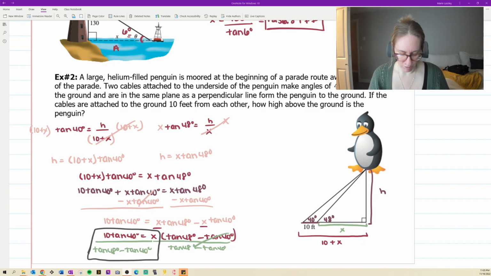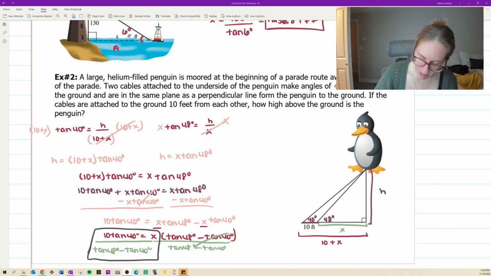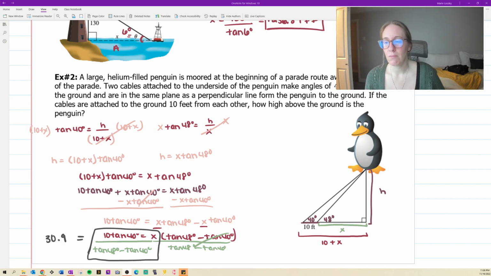All right, so here we go. So 10 times tangent 40, divided by tangent 48 minus tangent of 40. All right, so I got an x value. Okay, so this equals 30.9. Right, so that is my x value, which is actually not the final answer.